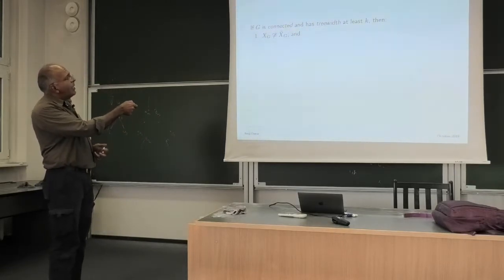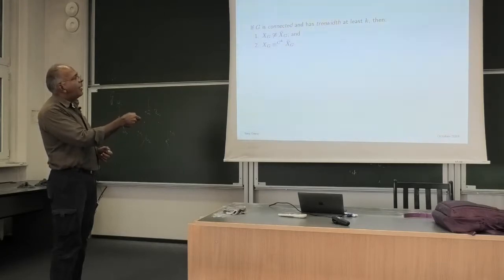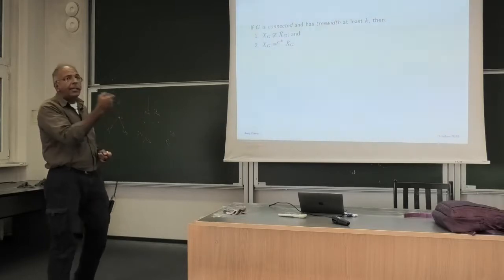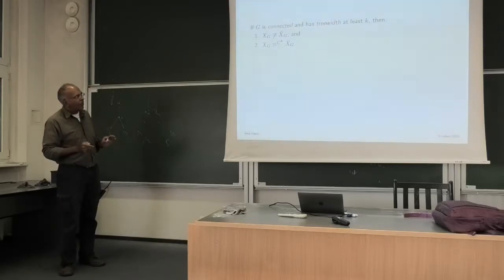Okay, it turns out that if G is connected, then these things are not isomorphic. And if the tree width of the original graph is at least k, then these things cannot be distinguished in C^k. Okay, so this gives us the family of graphs we were looking for.